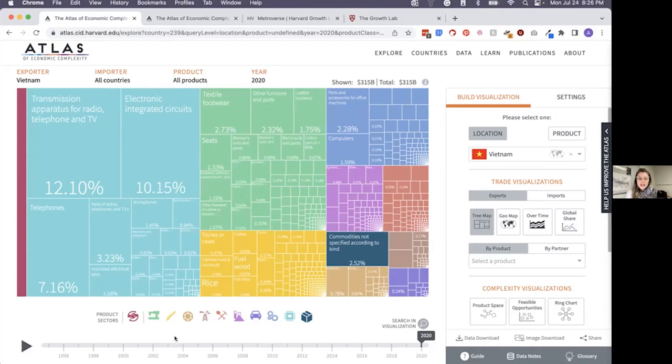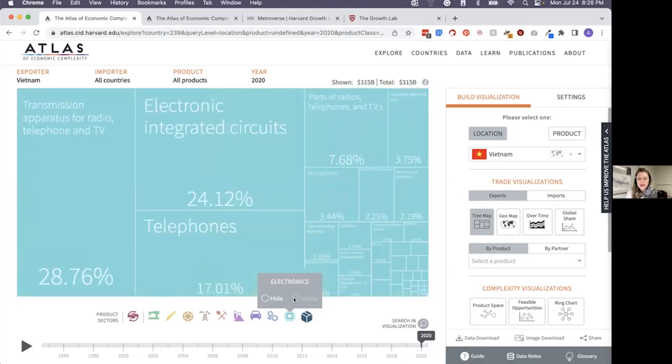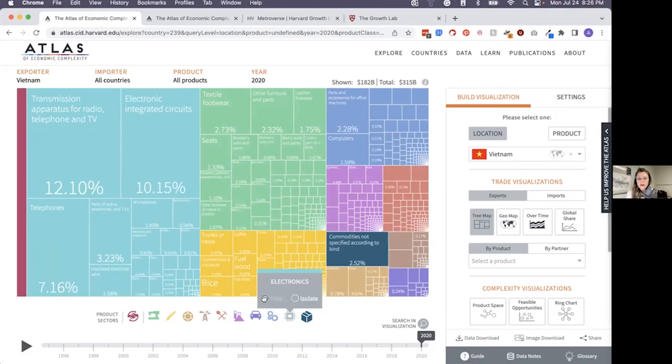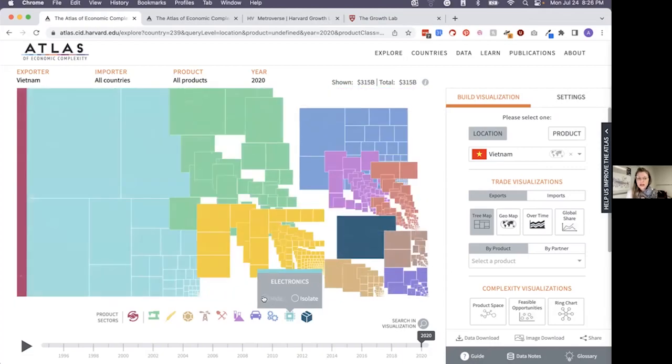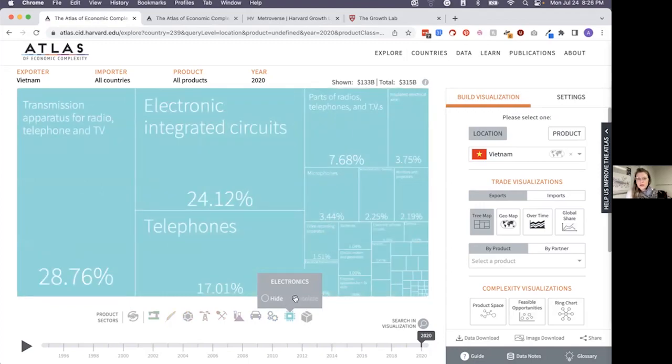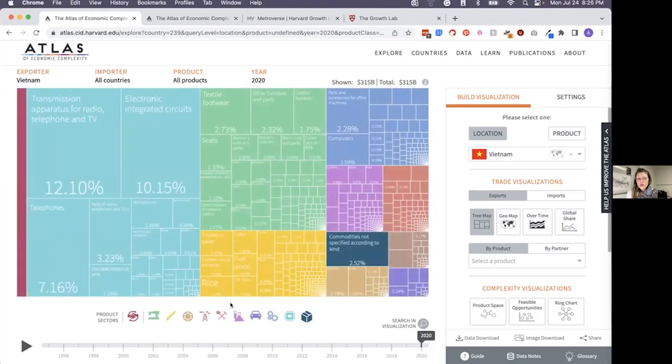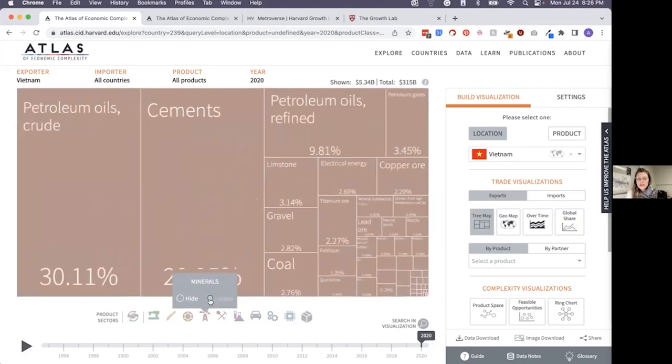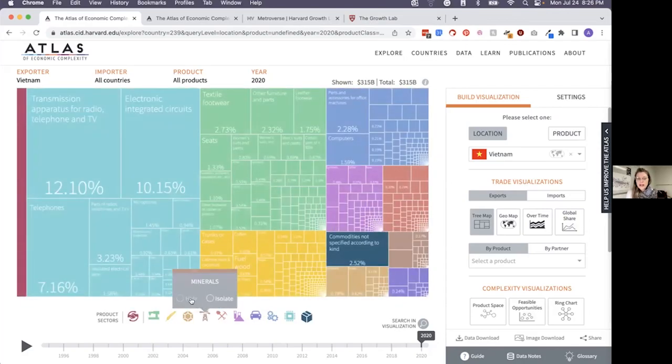You might come down here and say, well, everyone knows that about half of Vietnam's exports, I think just under half, are electronics. Tell me something about their export basket without those electronics. And so I can come in here and perhaps hide a sector or bring it back. I might say electronics are the only thing I care about in Vietnam's exports, and I can isolate those. So we try to give the user lots of opportunity in the Atlas to customize, or as we say up here, build your visualization, okay?